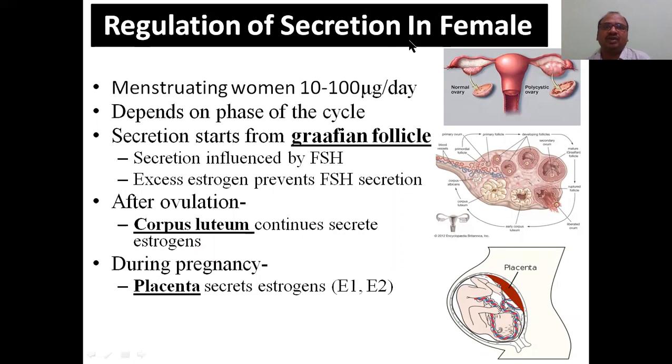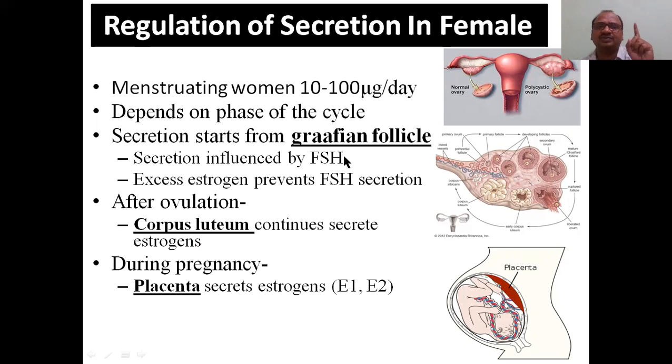Next, regulation of secretion in the female. See here, estradiol: in menstruating women, how much do they secrete daily? 10 to 100 micrograms per day. Very round figures, easy to remember. That is micrograms only, not much. Micro, not even milli. Micro level only, but very powerful. It depends upon the phase of the cycle, either 10, 20, 30 or up to 100 is released.